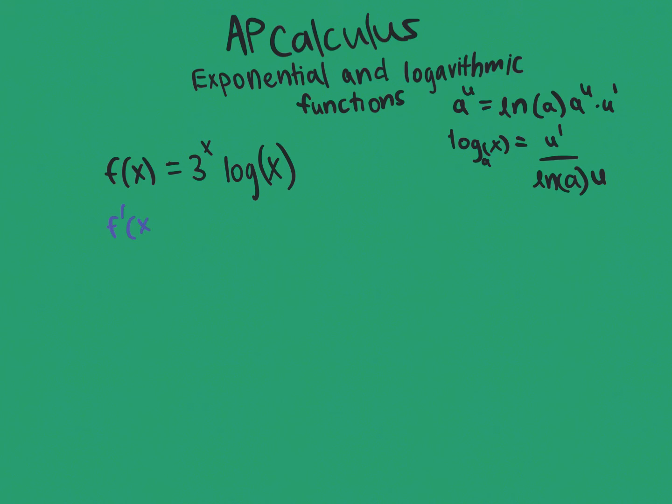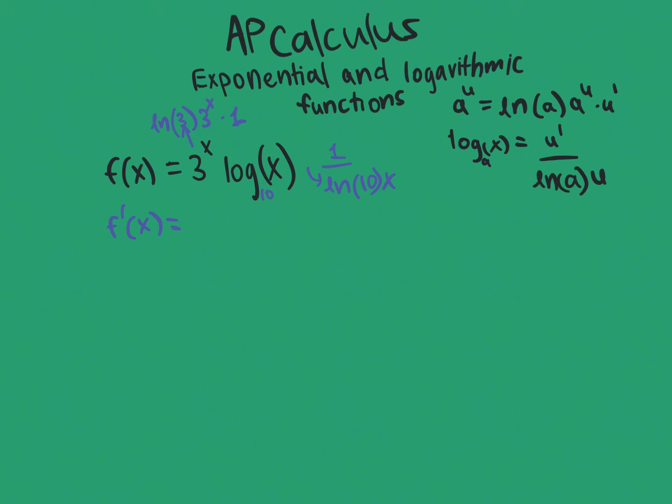F prime of x is equal to, remember, this is now a product rule, right? So we have 3 to the power of x, which is ln 3 times 3 to the power of x times 1, because a to the power of u gives that, and x derived is just 1. And this is now u prime, which is just 1 over ln of 10, because remember, this has an unseen 10. The only way it would not be 10 is if they specified otherwise, times u, and u is x.